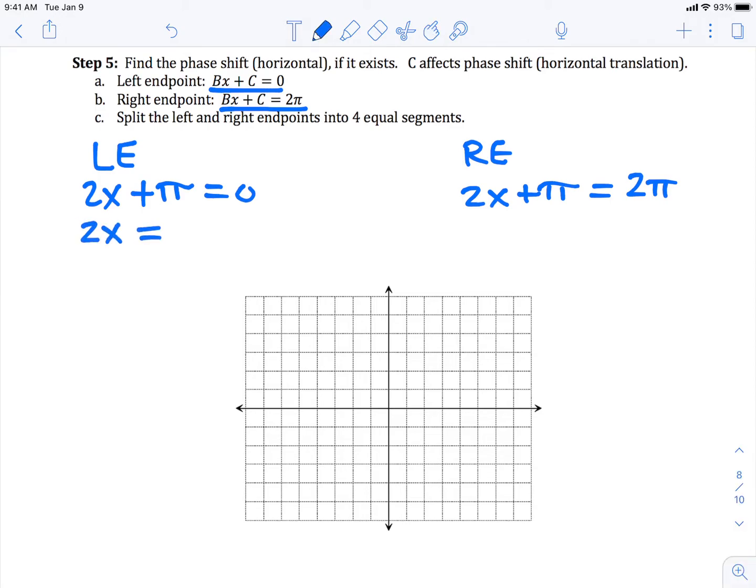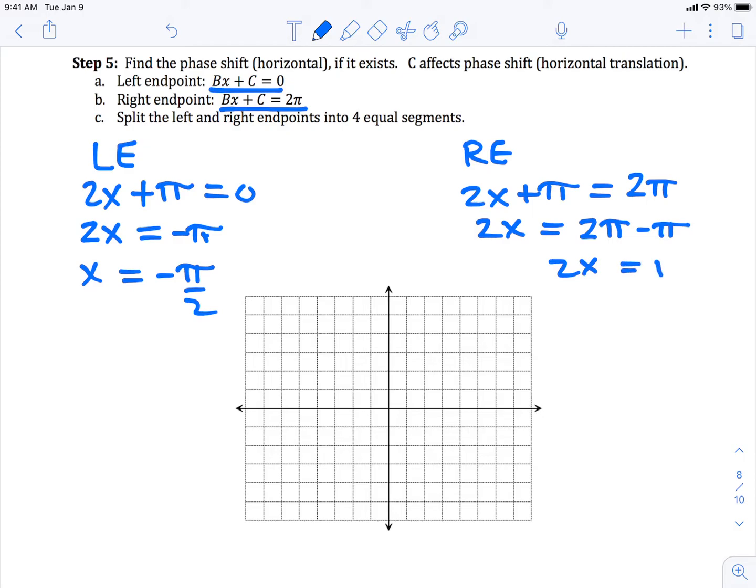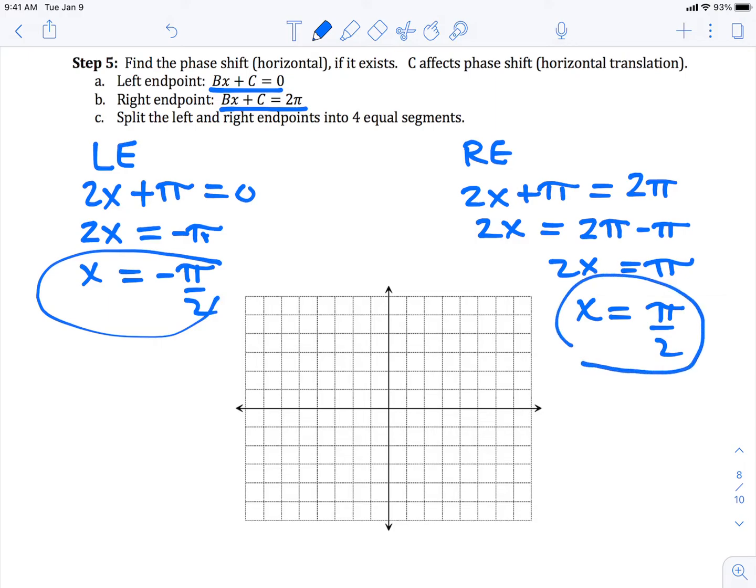So we're going to subtract pi from both sides. And then we're going to divide both sides by 2. So the left endpoint is going to start at negative pi over 2. Go to the right equation, subtract pi, giving you pi on the right. Then divide both sides by 2. So this will be our left endpoint, and this will be our right endpoint. Notice the distance between those two is a distance of pi. So we're ready to graph.